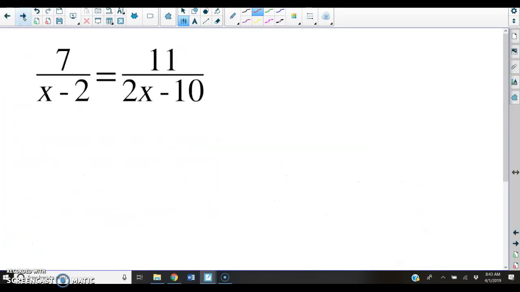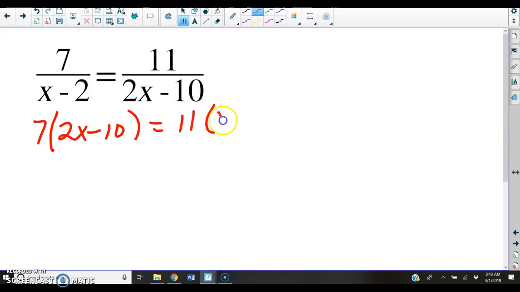Okay. Here's another one, much the same. When we cross multiply, you'll take 7 times the 2x minus 10 and the 11 times the x minus 2. Okay. I'll whip through this because you guys are all geniuses. You can do this without me.